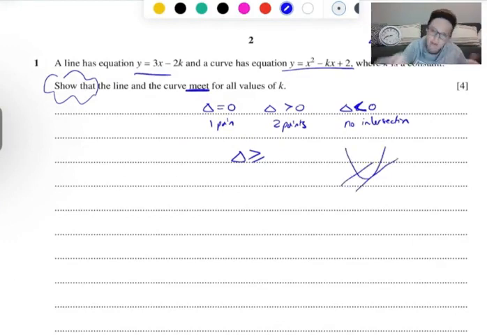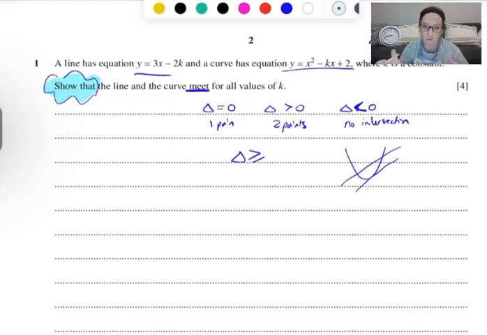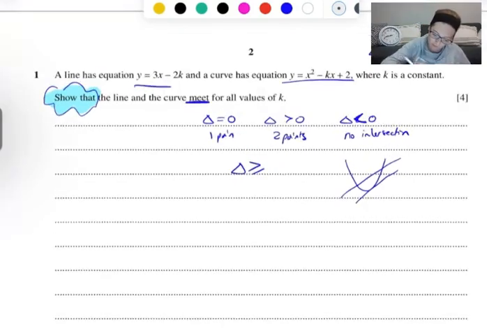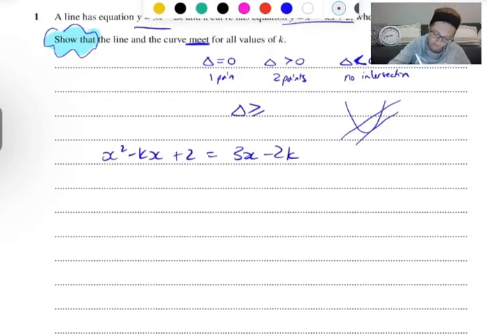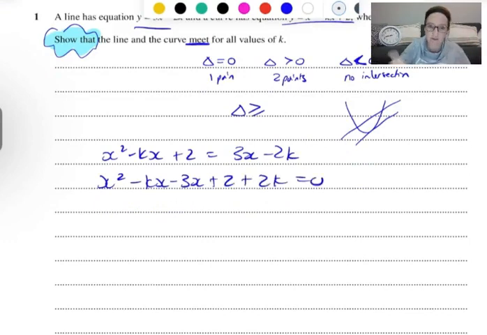So that is the first trick that I can see to this. The other one is they say show that. So they're not asking you to make or find the values for which it is going to intersect. They're saying show that it always intersects. All right, so what we do is we get our curve and our line. So we're going to start with a simultaneous equation. I always write my curve on the right-hand side, so my squared value is positive. x squared minus kx minus 3x plus 2 plus 2k is equal to 0.